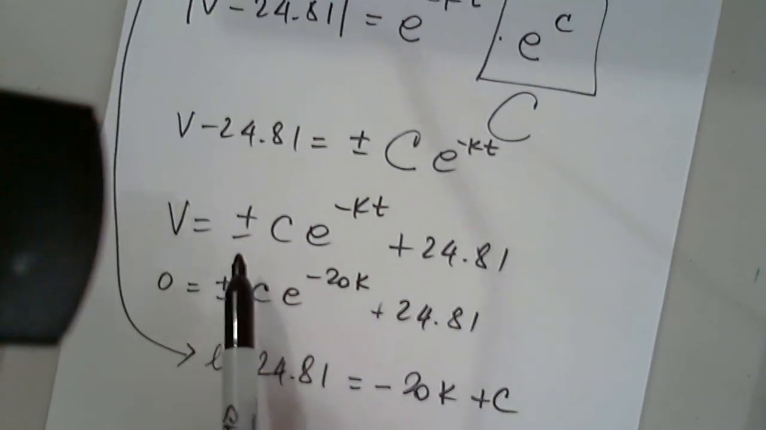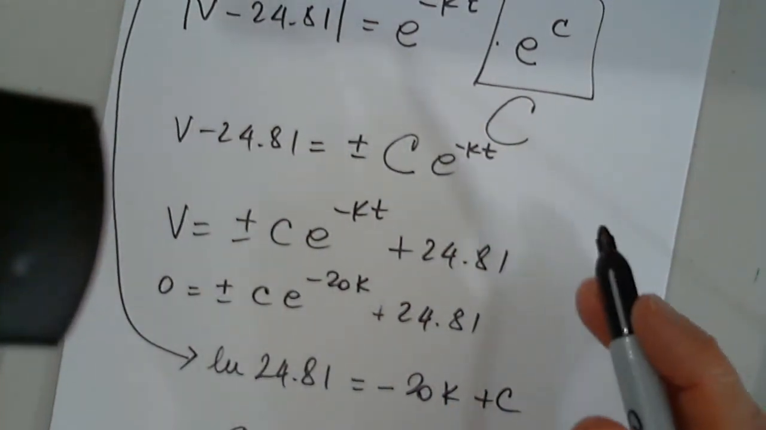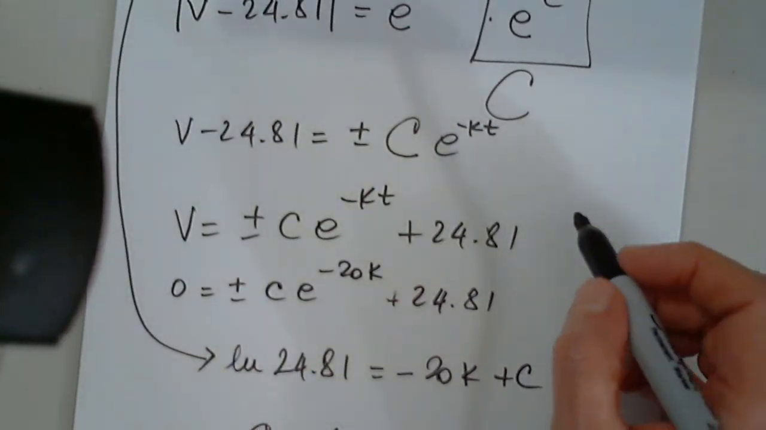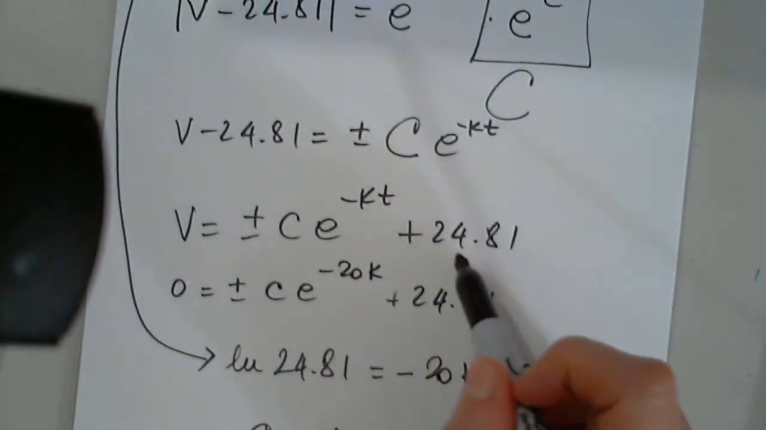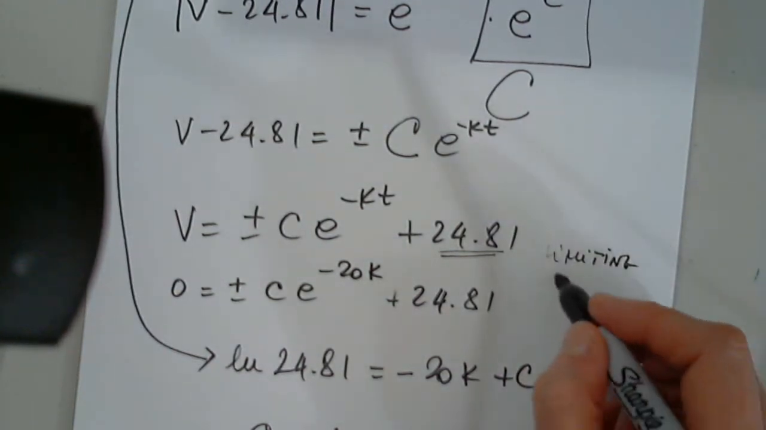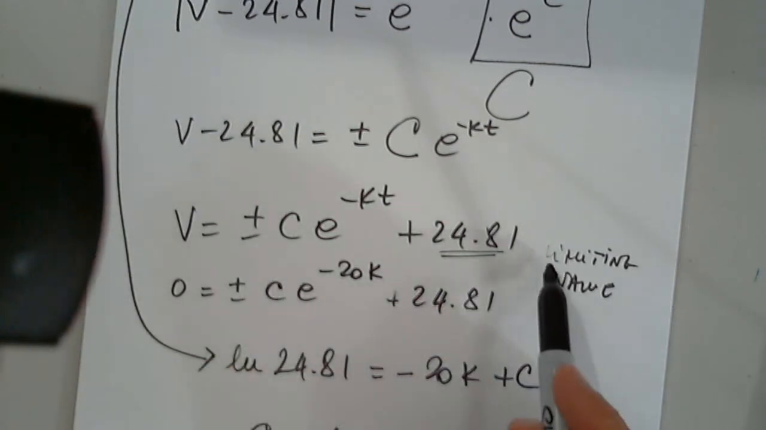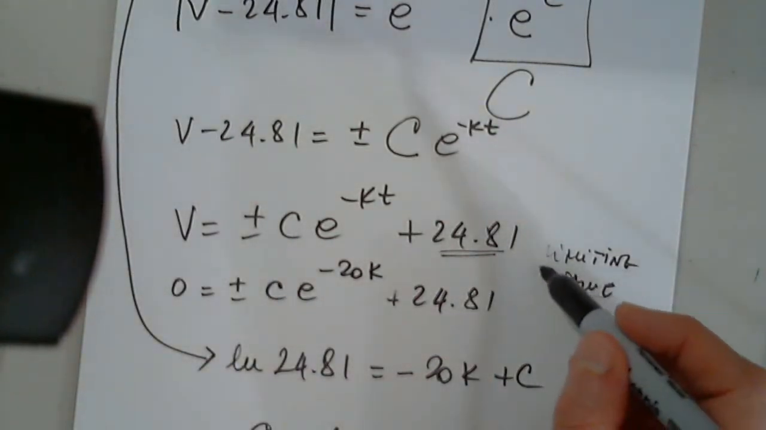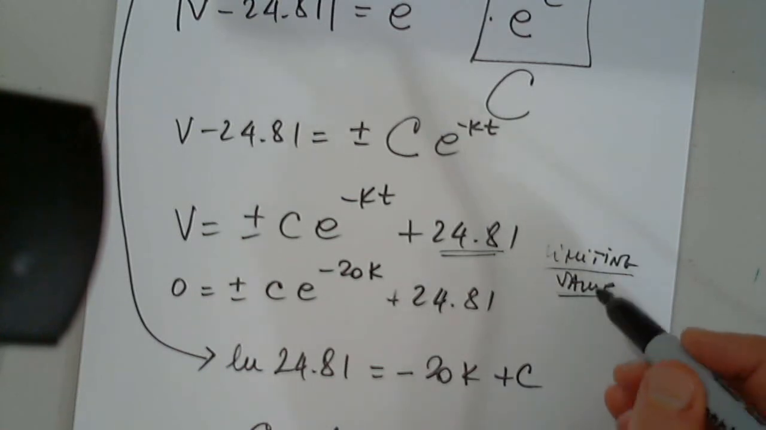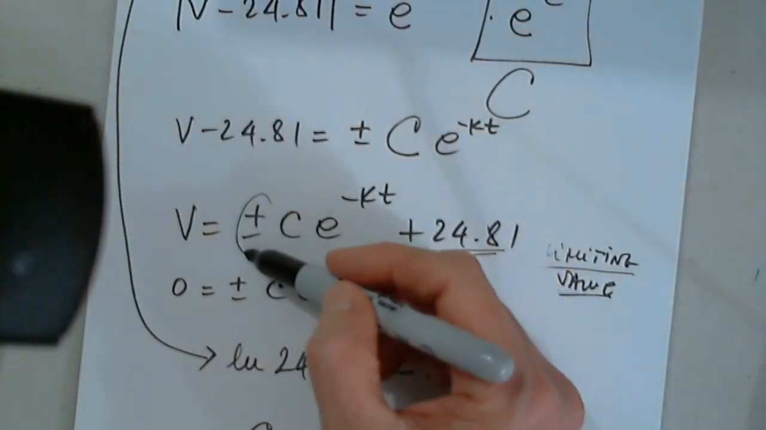What I would like to mention here is, I don't remember the exact problem, but I believe it was also telling us that this number is the limiting value. So if it's a limiting value, it cannot be lower than that. Was it a limiting value? What was it saying about 24.81? I don't remember. So then we have to be careful.